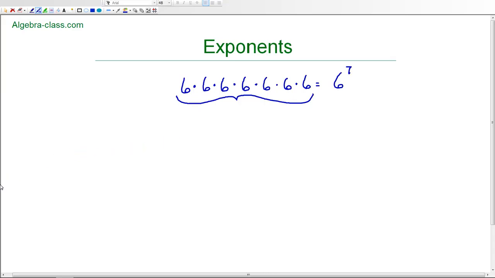Okay, so that was just a quick overview of exponents so that as we get into order of operations, you'll be able to evaluate those powers.